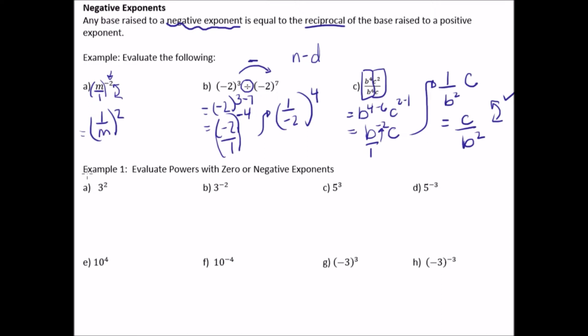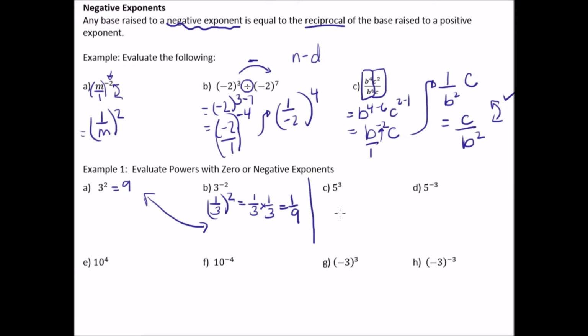Okay, so let's practice. Example 1. Evaluate powers with 0 or negative exponents. There's going to be a huge mixture here. So 3 squared is 9. But if we have 3 to the negative 2, then we have to flip and then raise it to the positive exponent. With this positive exponent, we can rewrite this as 1/3 times 1/3, and we get 1 over 9. So let's compare these, 9 and 1 over 9. It's that same number 9, but it's either in the numerator or in the denominator.